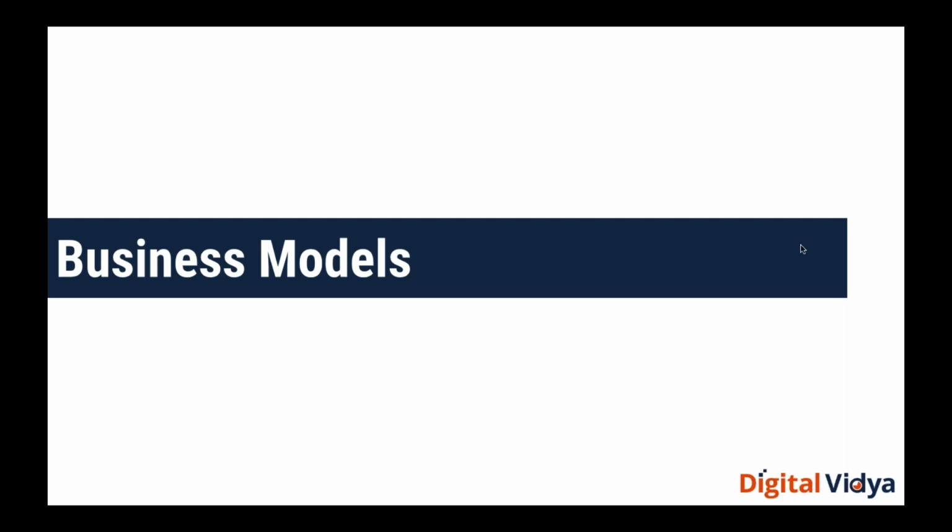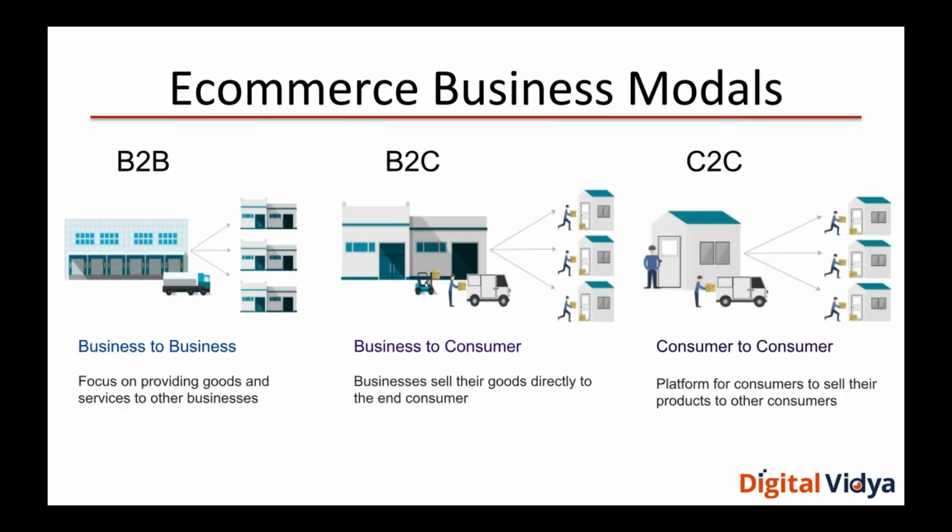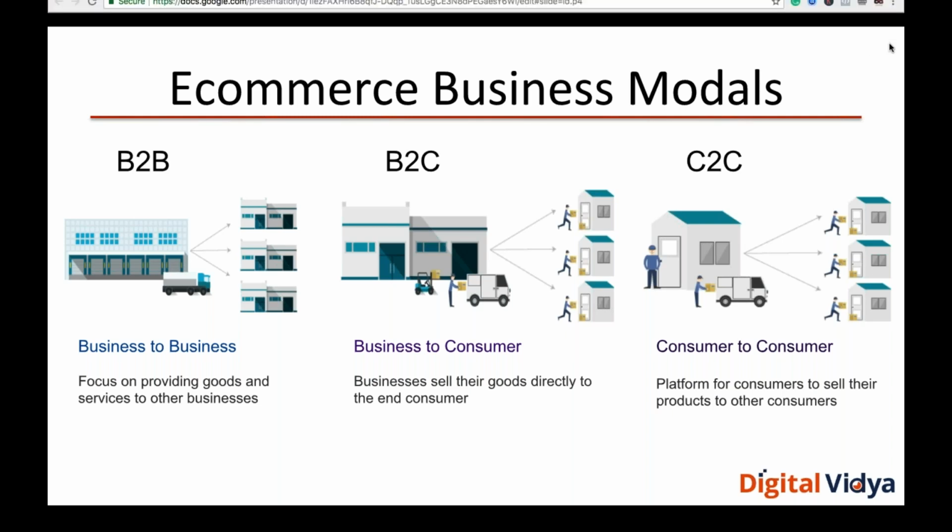The first topic we're going to cover in the first module is the business model. So what are the different business models available in the e-commerce industry? The first model is B2B, which is business to business. The second is B2C, and the third is C2C. In business to business, the focus is on providing goods and services to other businesses. B2C is business to consumer, so businesses sell their goods directly to end consumers. C2C is consumer to consumer. So can anybody give me one example of each? Any example for B2B, B2C, and C2C?